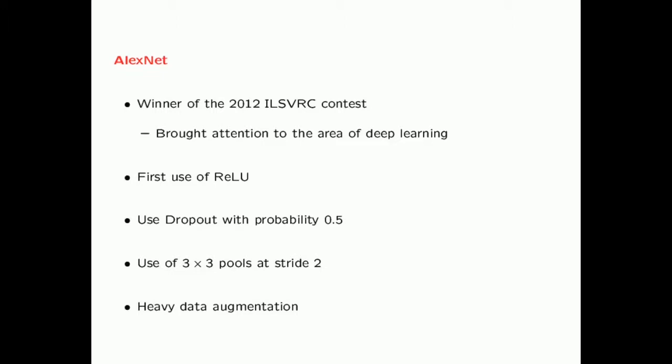Another important characteristic of this architecture was that the MaxPooling did not use pools that were non-overlapping. It used 3x3 pools at a stride of 2, which meant that there was some overlap among the pools. A heavy level of data augmentation was used.